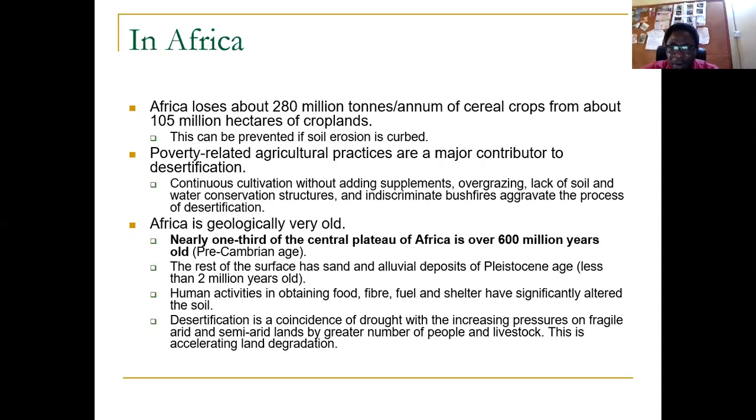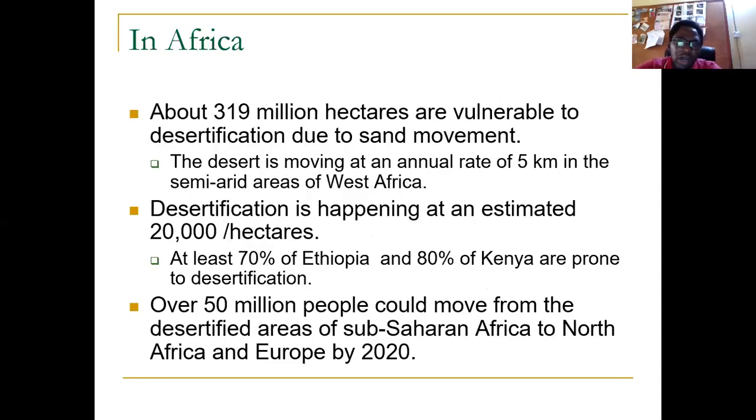You have human activities affected by the soil conditions in the different parts of the world. There's a lot of migration, there's a lot of drought. All these things threaten the land, cause a lot of degradation, accelerate degradation, and predispose the fragile arid and semi-arid lands to desertification. Also, you have over 319 million hectares being vulnerable to sand movement, what we call the formation of sand dunes, in many parts of Africa. And it is estimated that about 20,000 hectares is lost annually due to desertification, the inward movement of the desert inland.